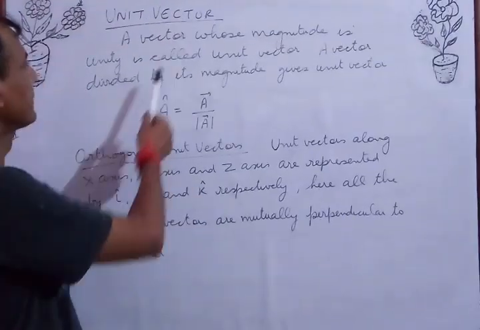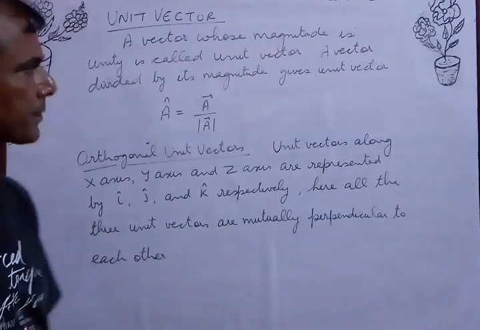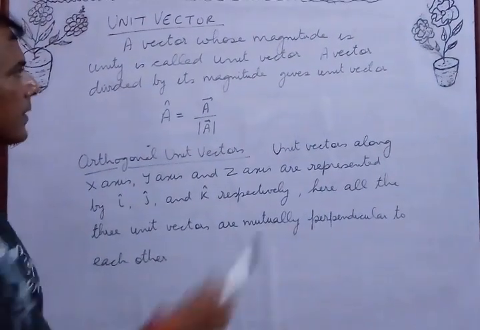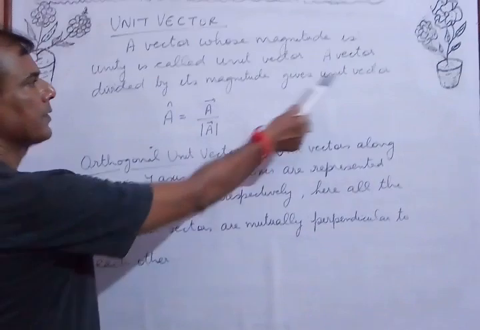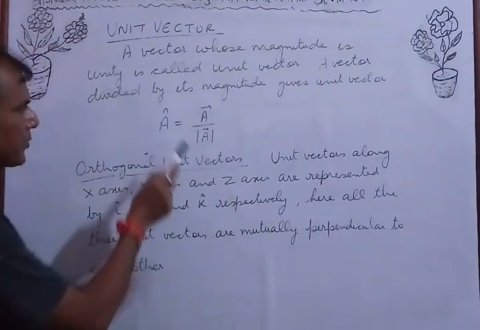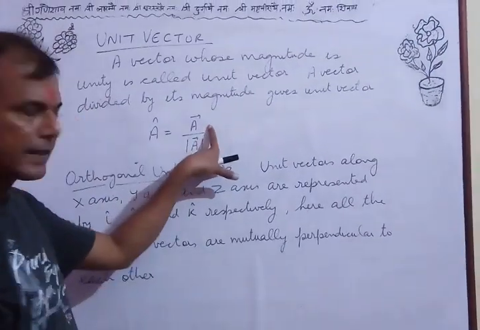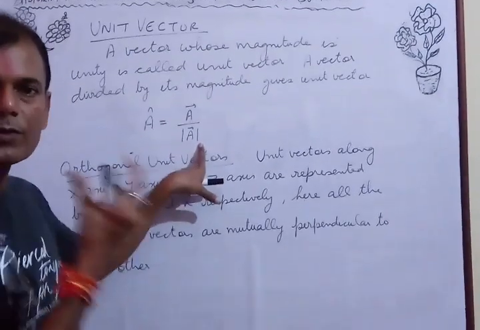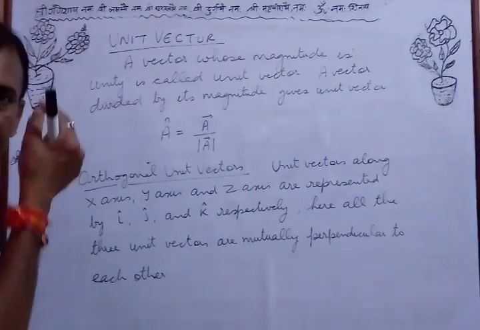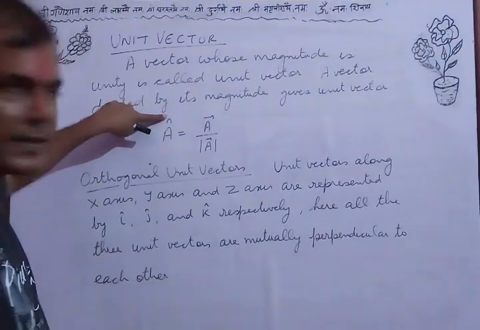Unit vector. A vector whose magnitude is unity is called a unit vector. When we divide a vector by its magnitude, we get a unit vector. Now this unit vector is represented by a cap. A cap means what? Unit vector A. Unit vector A is obtained by dividing vector A by its magnitude. This represents the magnitude of vector A. When we divide any vector by its magnitude, what do we get? We get the value 1, and the direction remains the same as that of vector A. This cap represents a unit vector.